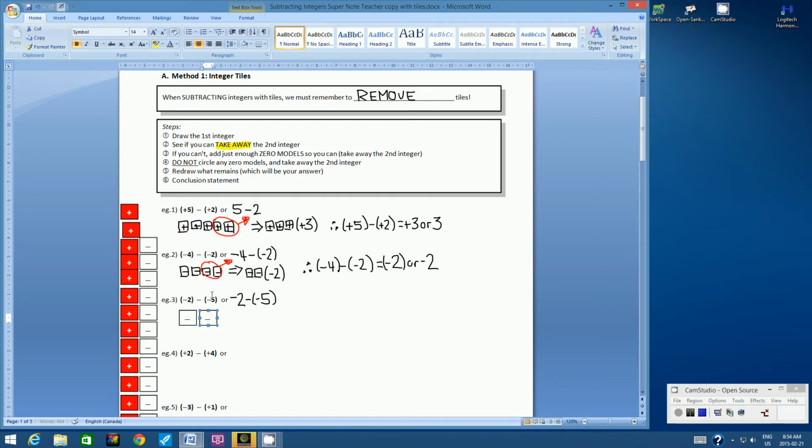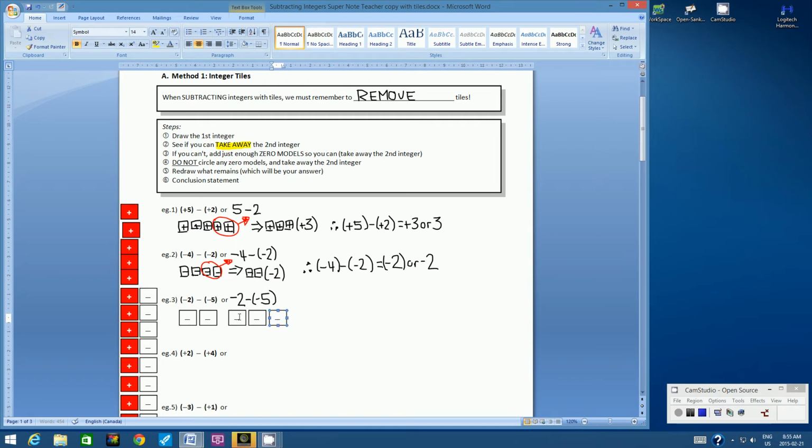So the second integer is -5. I have to take away 5 negative tiles, but I've already got 2 negative tiles. So how many negative tiles do I need to make 5 negative tiles? Well, I need 3 negative tiles, okay? Not 5, okay? I don't want to add 5 because I've already got 2 here. So let's bring down 3 negative tiles.